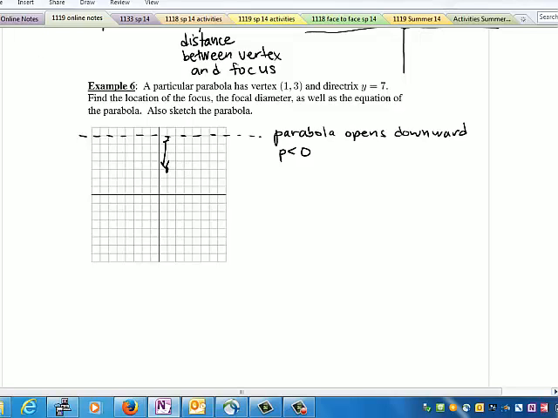Let me draw that again. The distance, make it in blue maybe, between the vertex and the directrix has to be the same as the distance between the vertex and the focus. If that distance is 4, we need to move 4 this way to get the focus. So the focus must have the same x-coordinate, but 4 less for the y-coordinate, which is going to make it 1, negative 1. So we found the focus location.